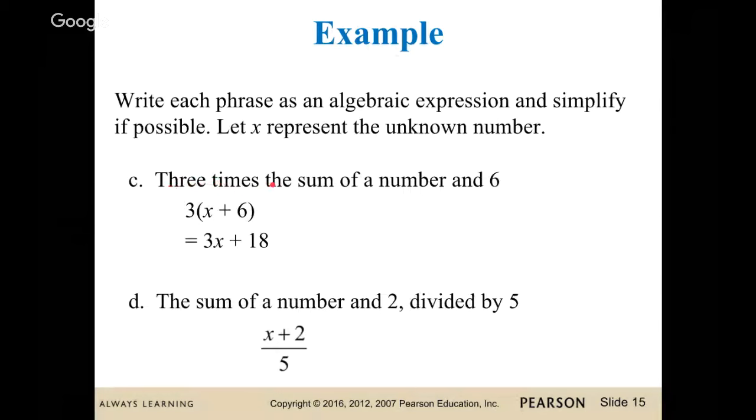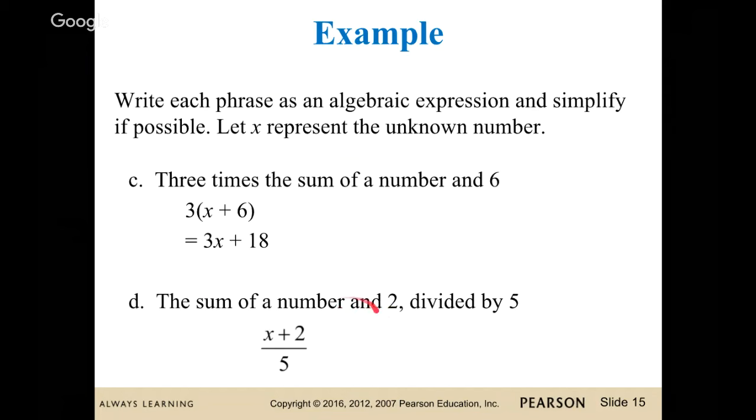Okay, 3 times the sum of a number and 6, right? 3 times the sum of a number and, that's telling you parentheses. So 3 parentheses x plus 6, you distribute that 3 through to the x and to the 6, and you get 3x plus 18.